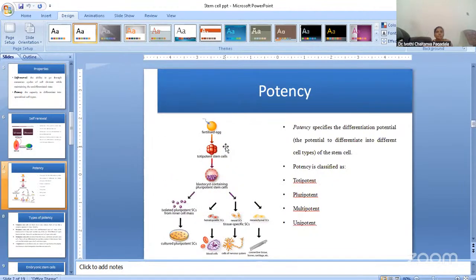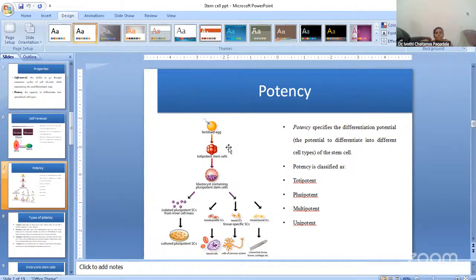So here, the totipotent: here you can see the fertilized egg that divides and redivides. The unorganized cells derived from the cell are called totipotent. It is also called omnipotent.